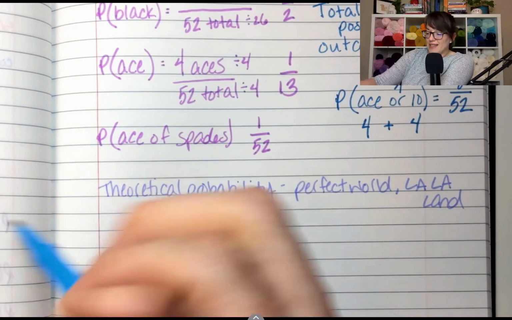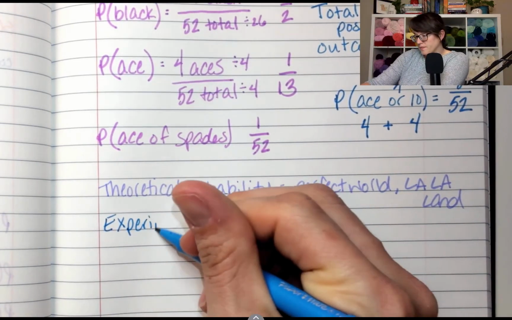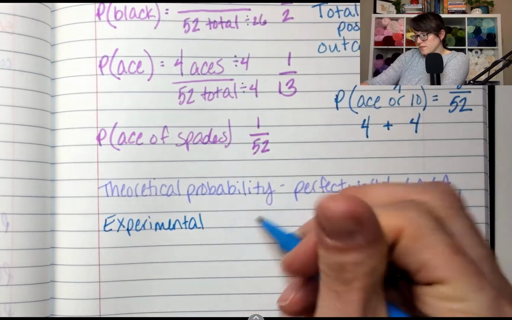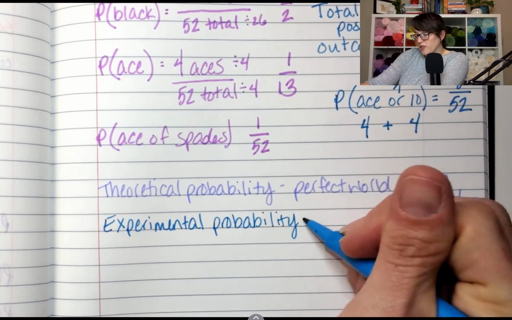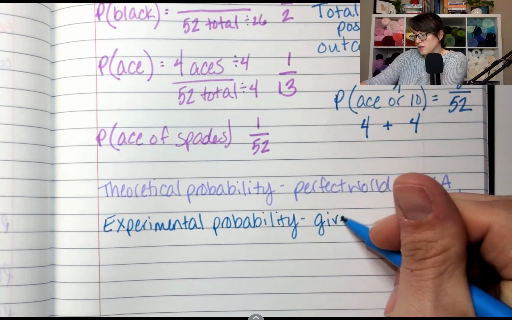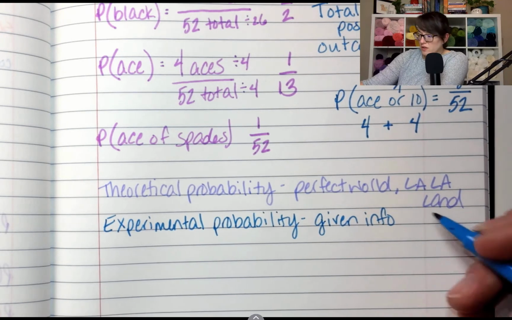That is not reality. So when we're dealing with theoretical probability, it's perfect world scenarios. The other end of that is experimental. With experimental probability, they are going to give you information, and all you have to do is write it as a fraction.